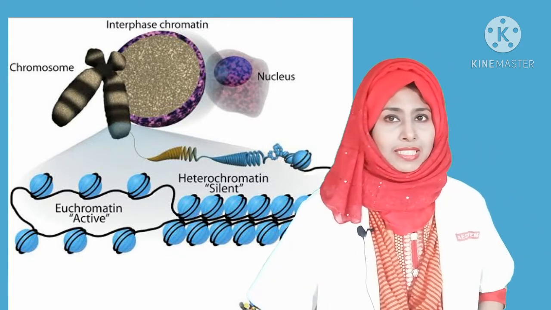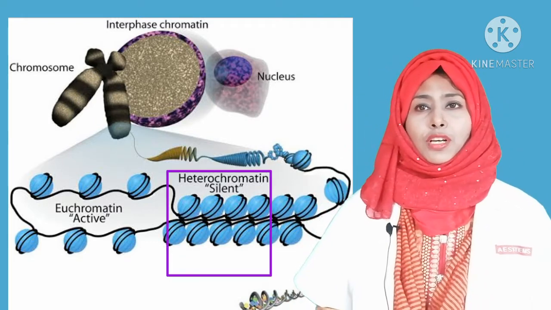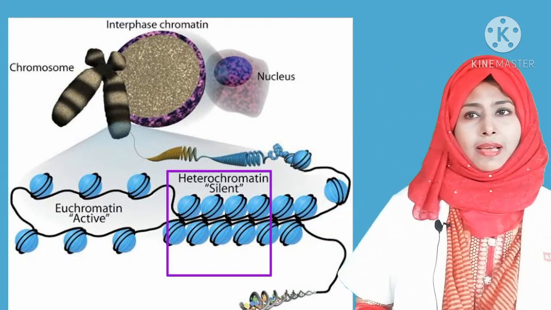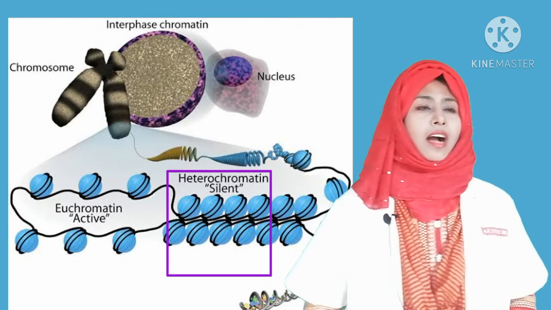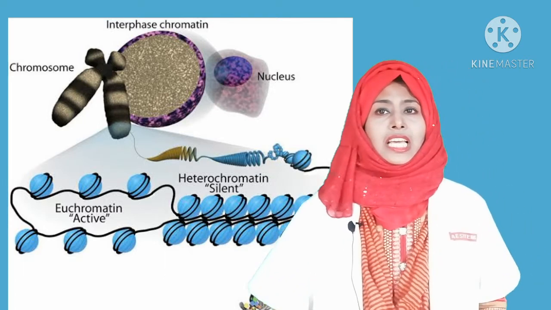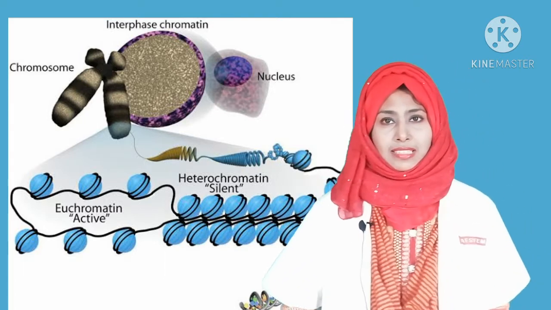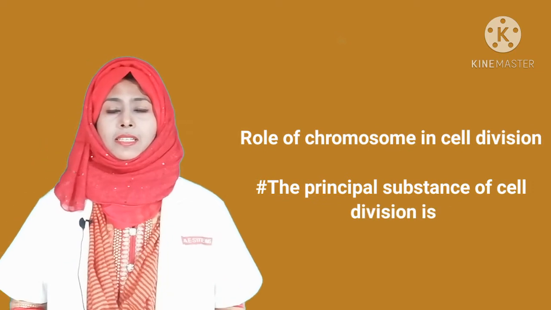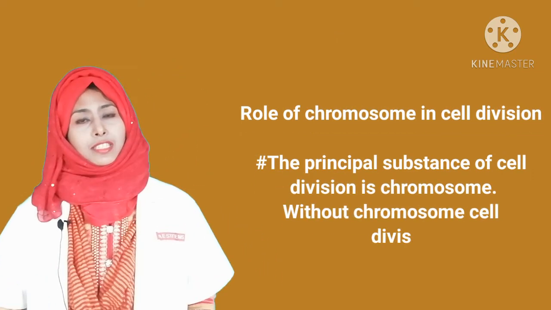Then heterochromatin. The portion of the chromosome which becomes dark stained with basic dyes, that is carmine or hematoxylin, is known as heterochromatin. Then role of chromosome in cell division. The principal substance of cell division is chromosome.